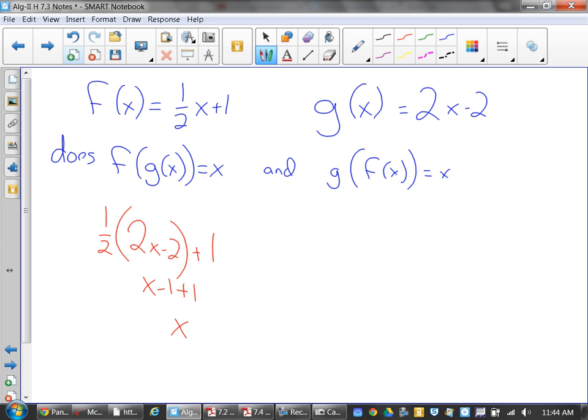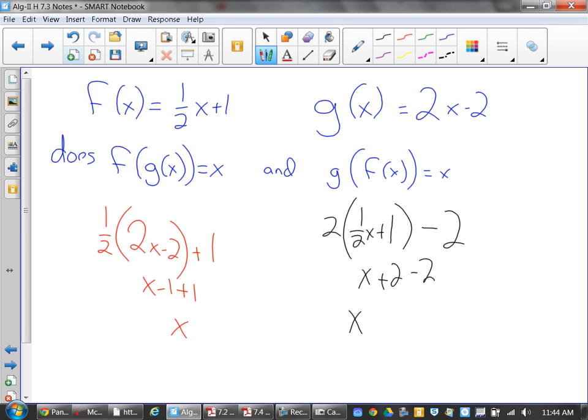Do the same thing with the other one. Write down your f of x equation, 1/2 x plus 1. And then surround it with the g of x. What's 2 times 1/2? Are they inverses of one another? Yes. That's what we did.